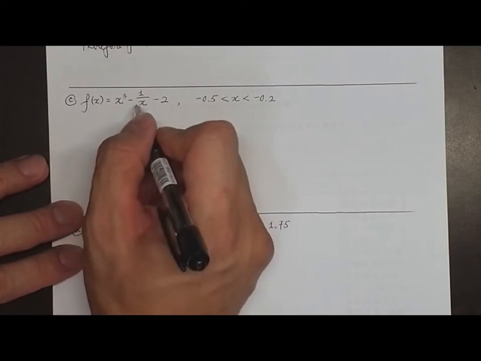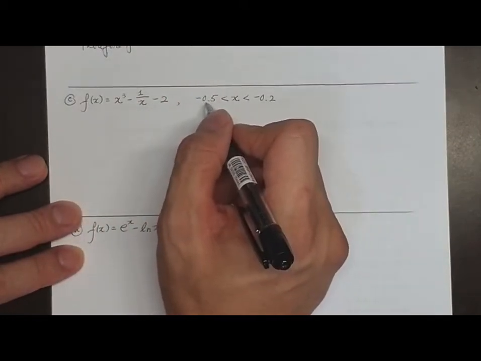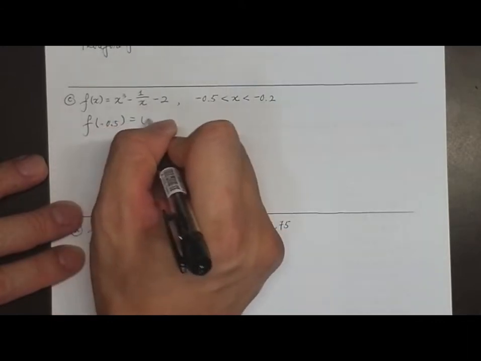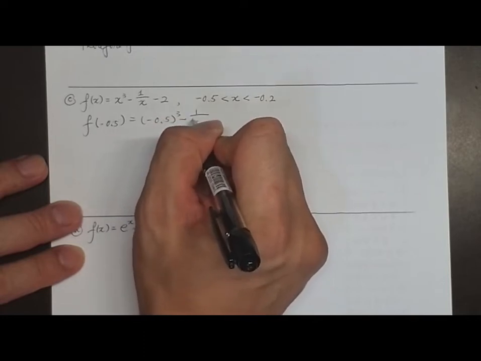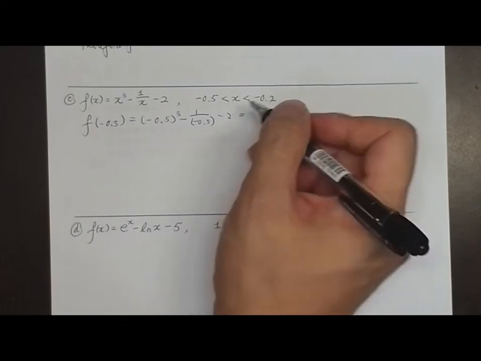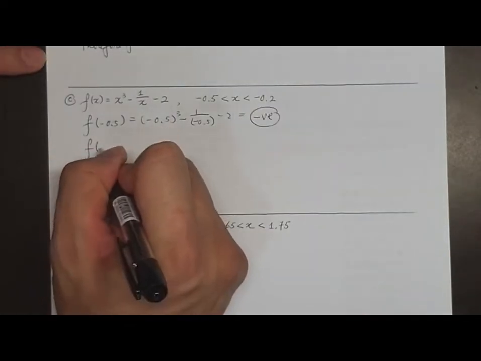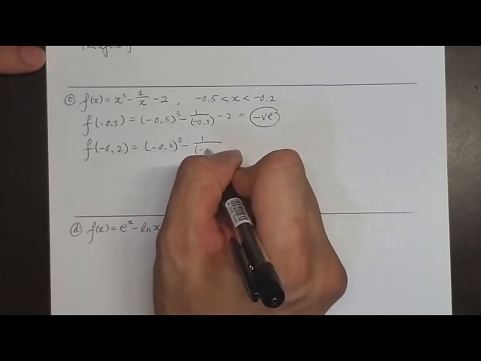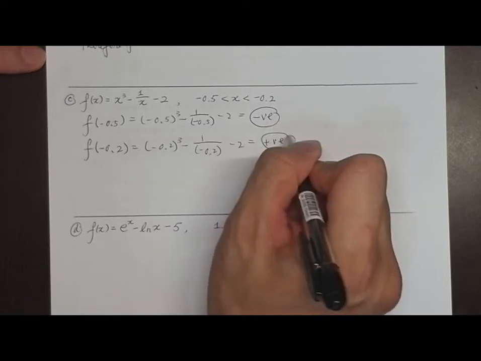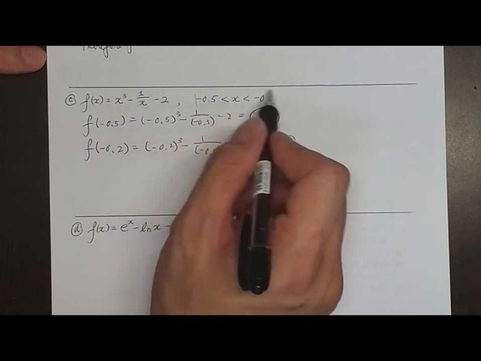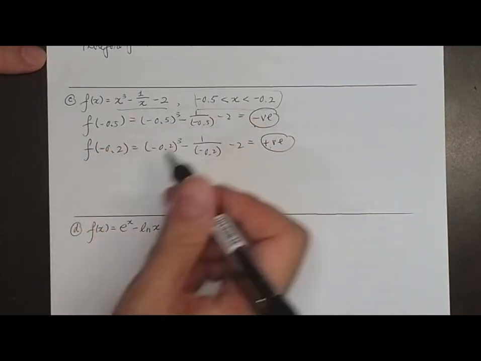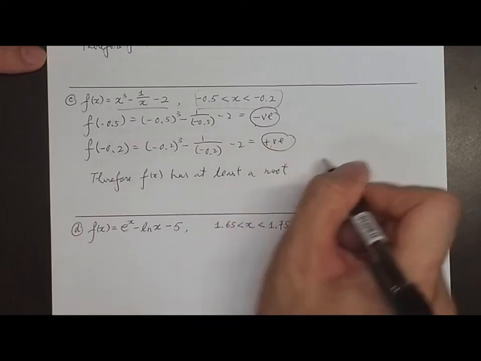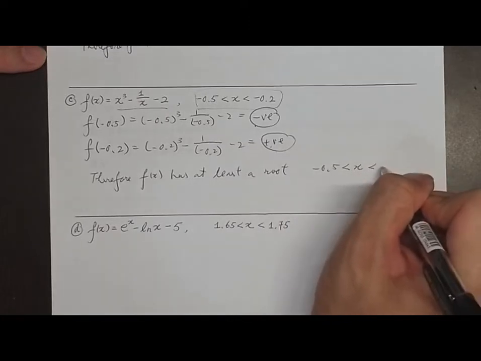Part C, the function x cubed minus 1 over x minus 2, where x is between minus 0.5 and minus 0.2. We substitute f(minus 0.5). We have minus 0.5 cubed minus 1 over minus 0.5 minus 2, and we get a negative value. If we substitute f(minus 0.2), we get minus 0.2 cubed minus 1 over minus 0.2 minus 2, and we get a positive value. So a positive value and a negative value means in this range, this continuous function will have at least one root. Therefore, f(x) has at least a root within the range of minus 0.5 and minus 0.2.